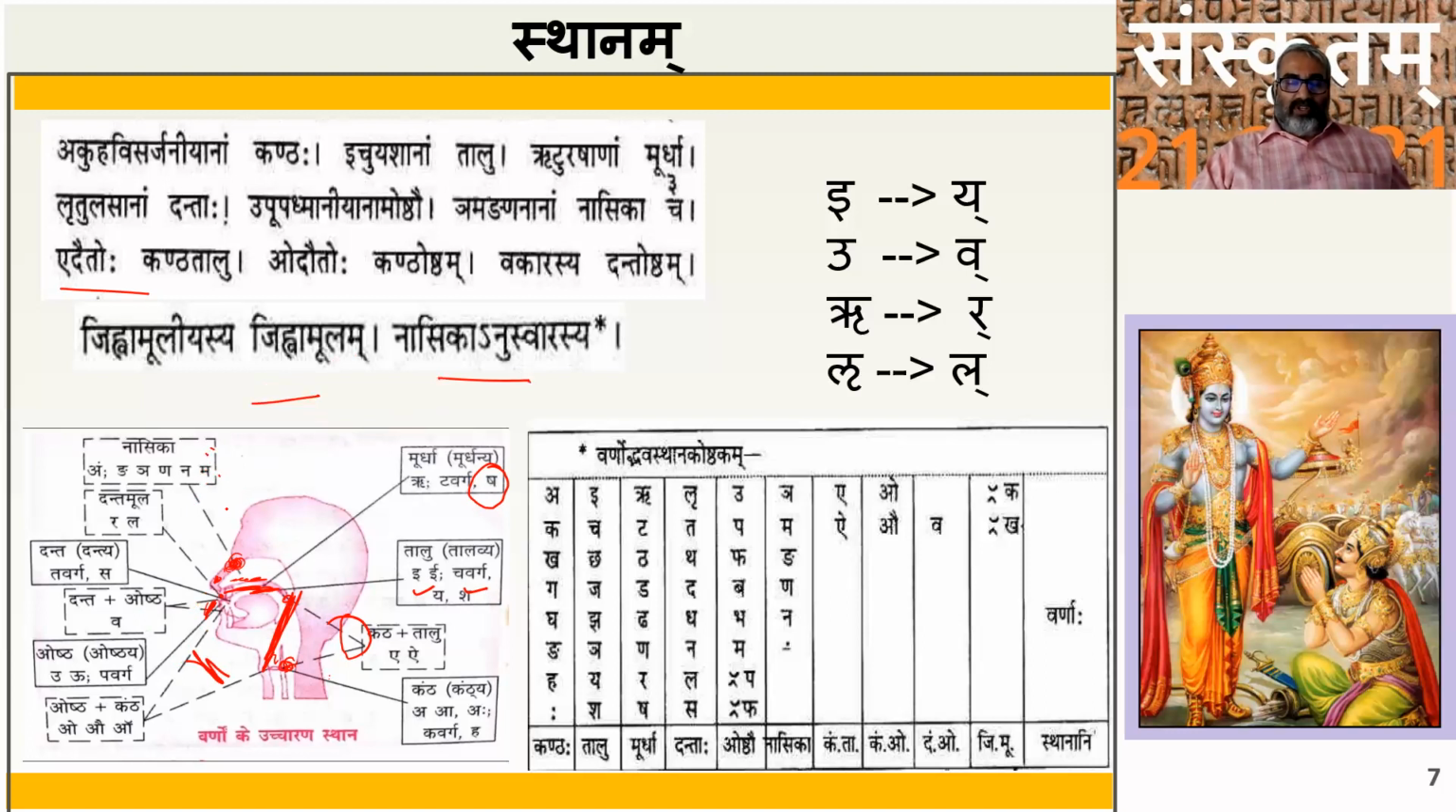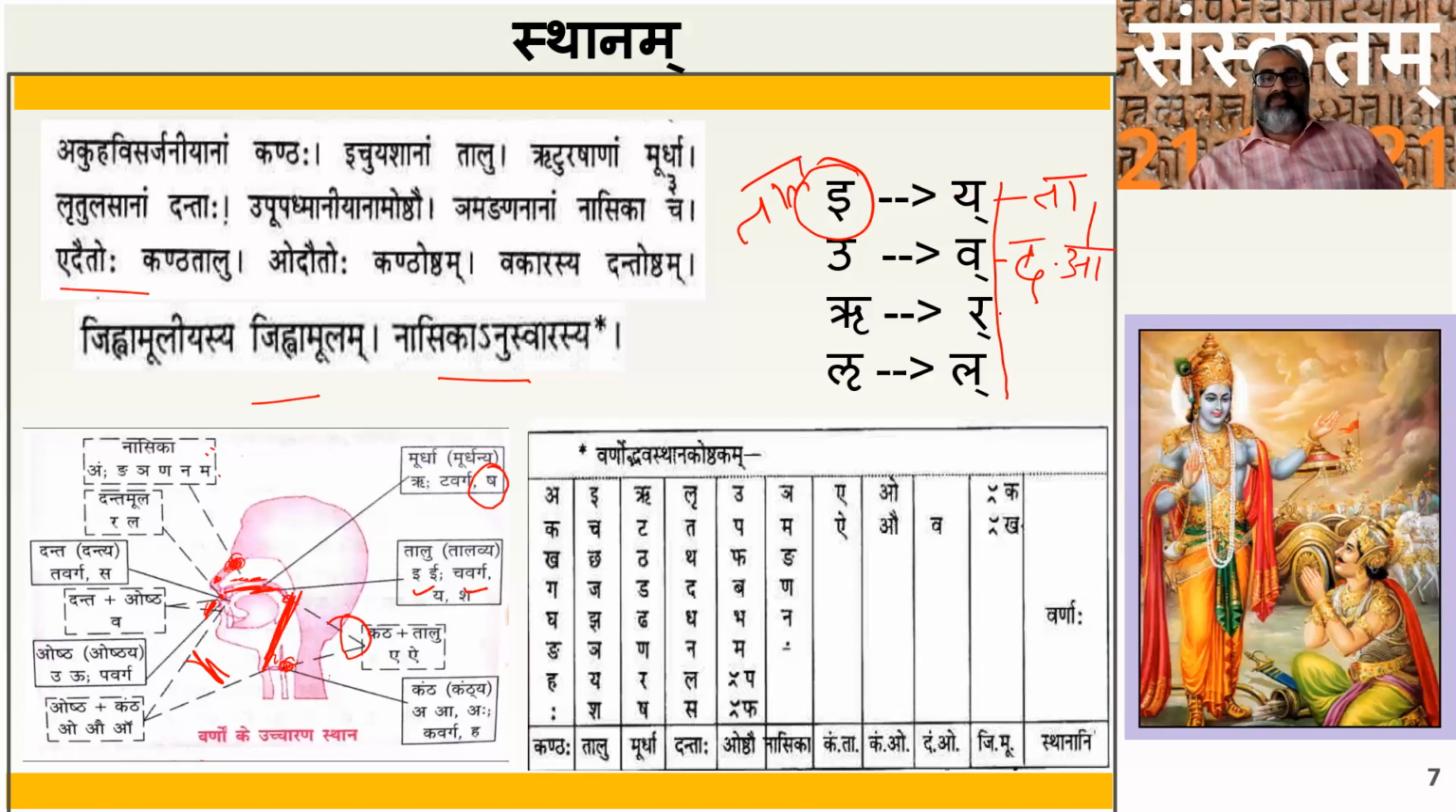So whenever the sutra sthani antaratamaha applies, look at i, which is ichuyashanam talu. If I look at the substitutes, I have four substitutes for i. The first one is ichuyashanam talu, vakarasya dantoshtam, raturashanam murdha, and latulasanam dantaha. So the sadrishatamaha adeshaha for i is ya, because of talu.